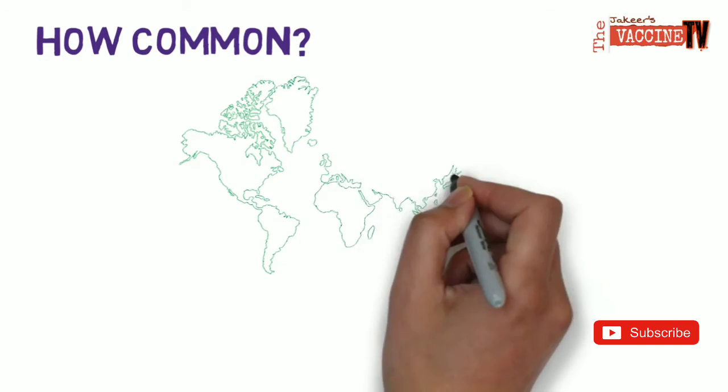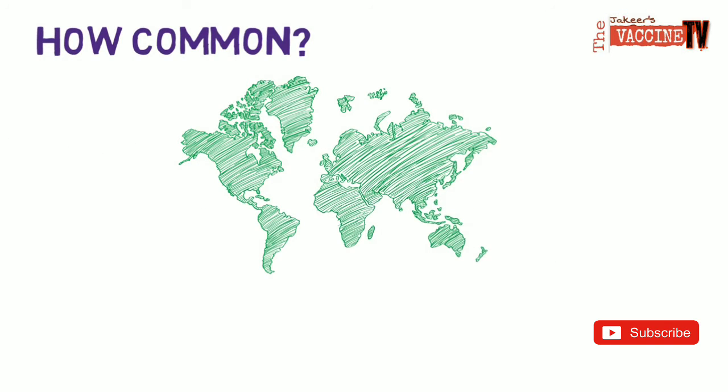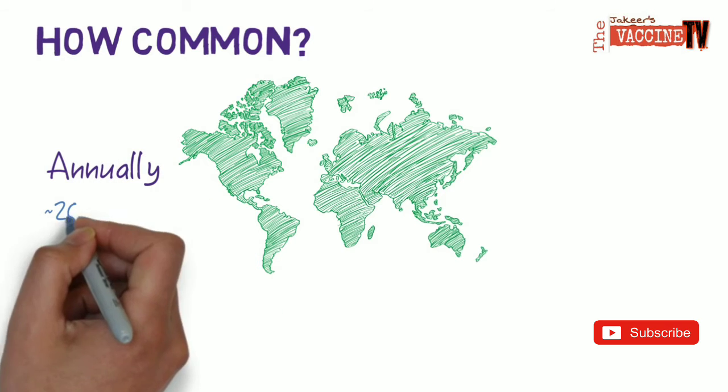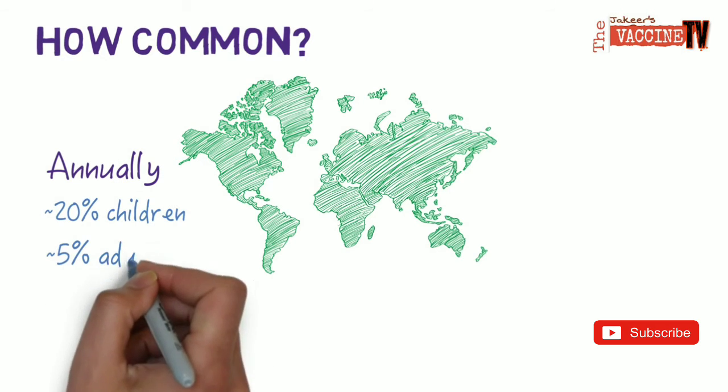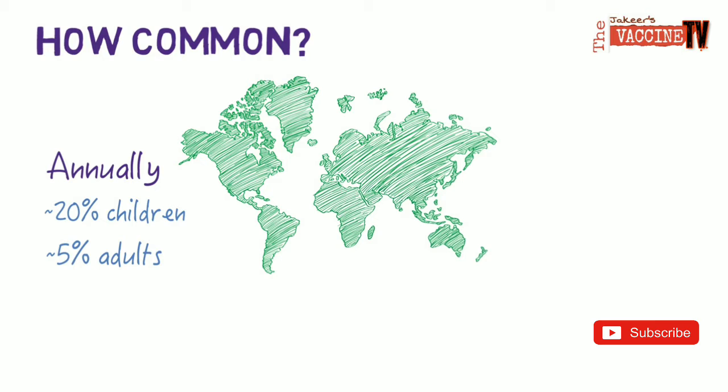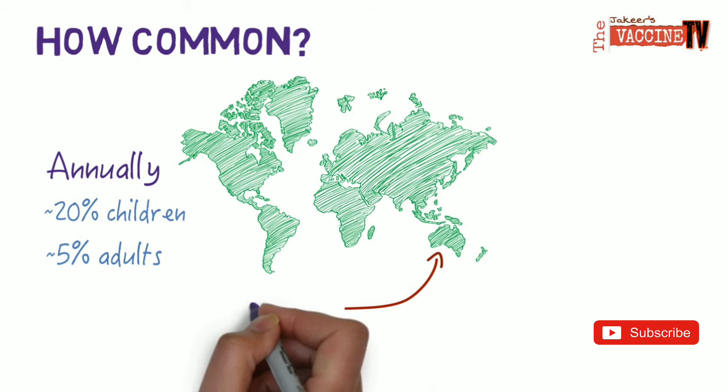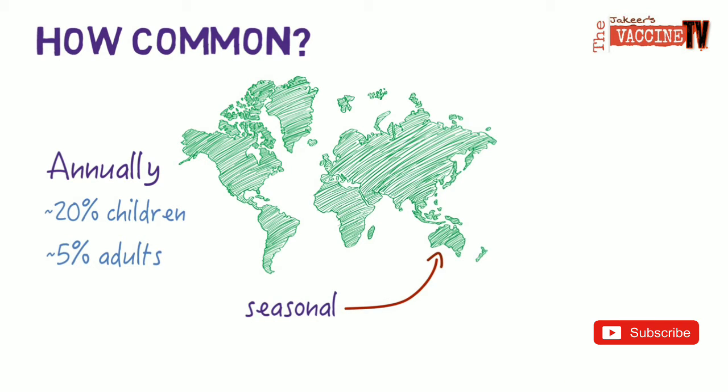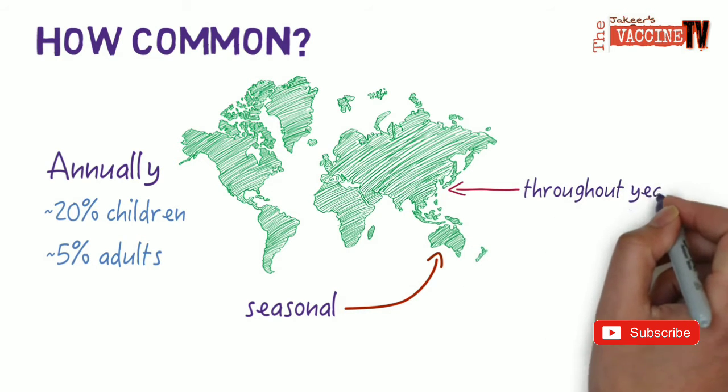Okay, so how common is the flu? People all over the world can get the flu. It's estimated that each year about 20% of children and 5% of adults around the world get influenza. In temperate climates, influenza is seasonal and tends to occur more commonly in the colder months. In tropical climates, however, it can occur throughout the year.